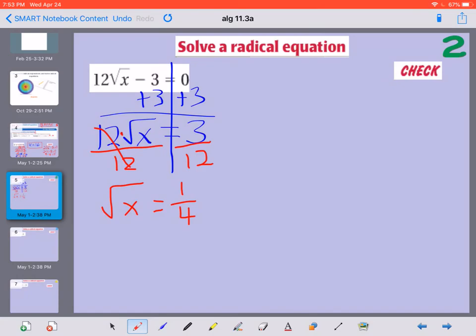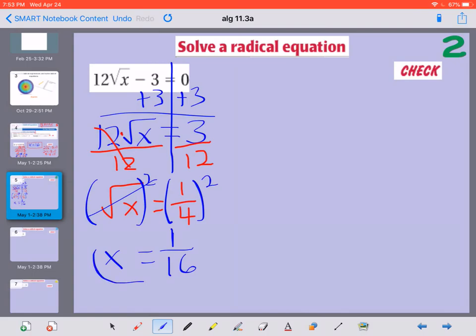So now we need to get rid of that square root. How we do that is we square both sides. So if I square this side, I'm just going to be left with x. Now if I square this, I'm going to square the top, so it's still going to be 1. And then I'm going to square the bottom, so 4 squared is 16. So my x is 1/16.